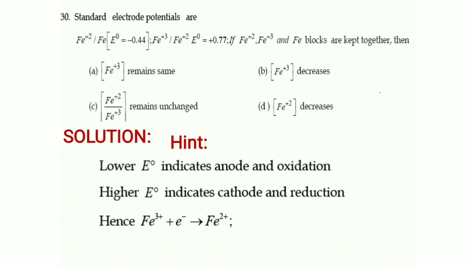Hence remember, the cathode can undergo reduction, so Fe3+ gives rise to Fe2+. So Fe3+ gives rise to Fe2+. Hence remember, it undergoes reduction easily, that is Fe3+ to Fe2+. Definitely the Fe3+ concentration decreases in the solution. That is the answer for this question, B.